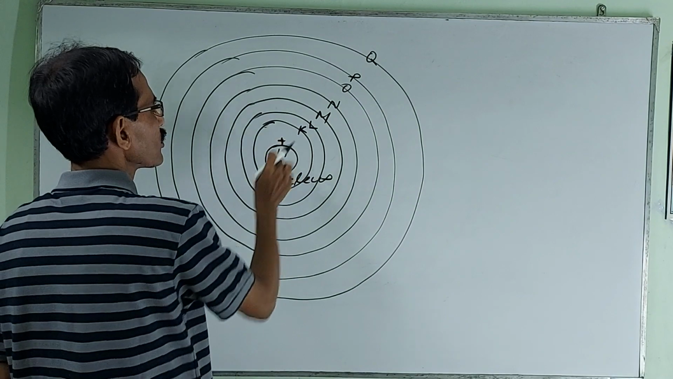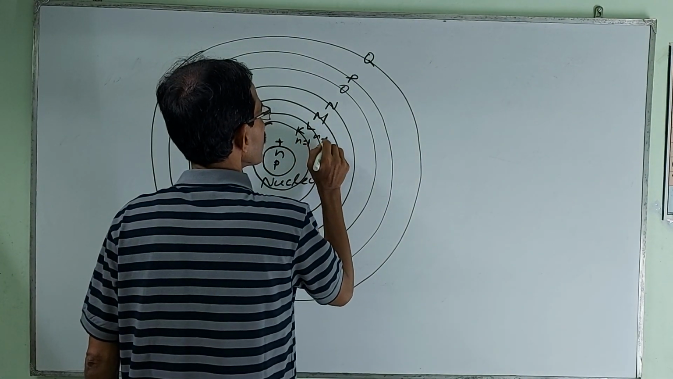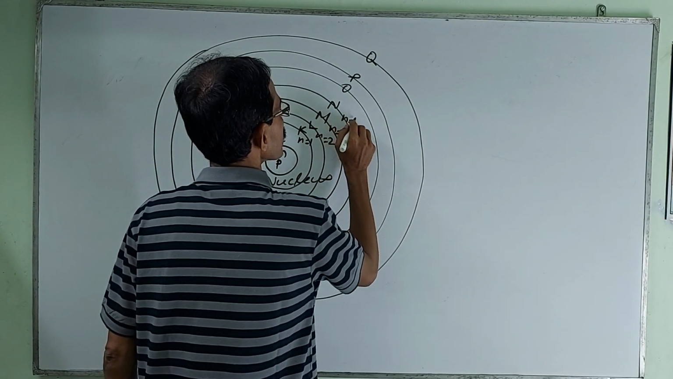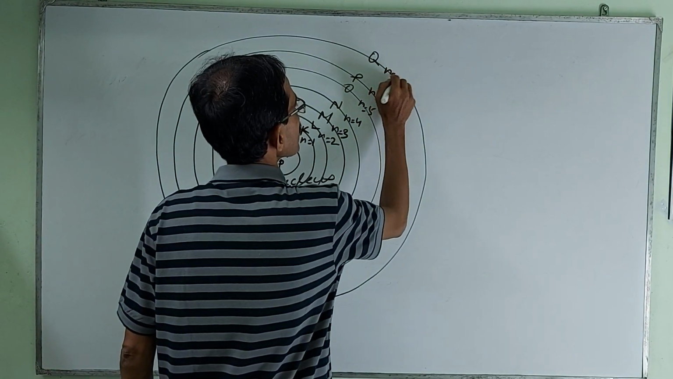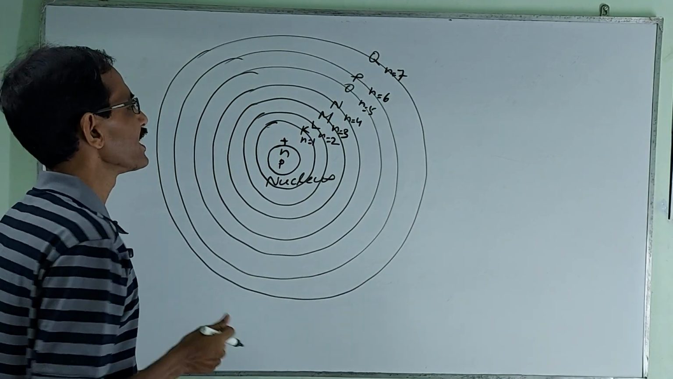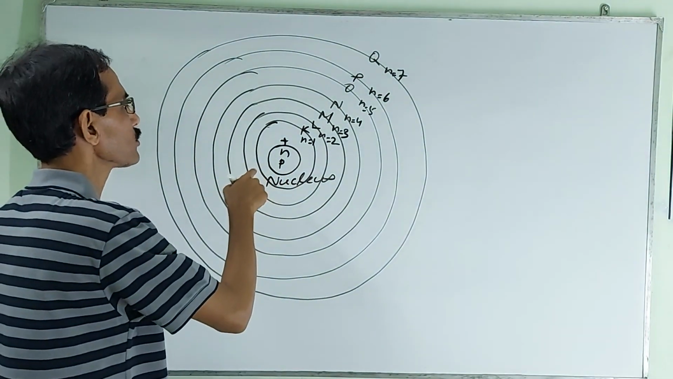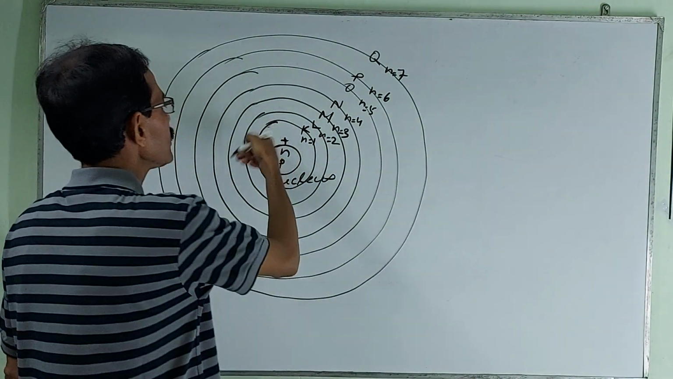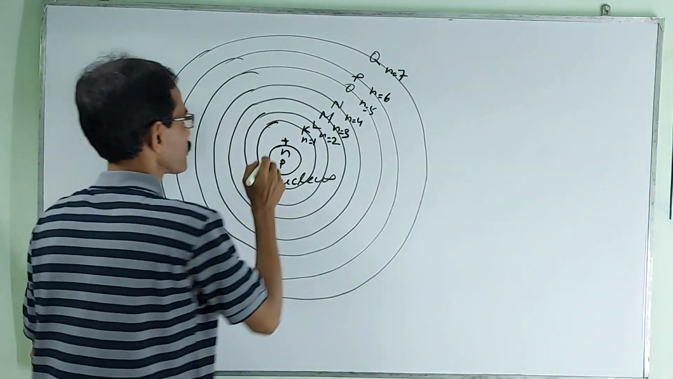From the nucleus outward, orbits are numbered as n is equal to 1, n is equal to 2, n is equal to 3, n is equal to 4, n is equal to 5, n is equal to 6, n is equal to 7. So, in these orbits, electrons are moving around the nucleus.